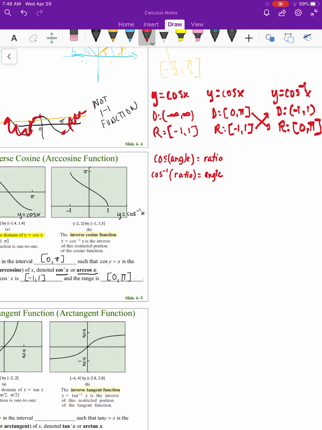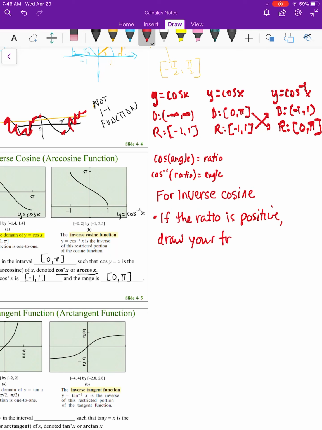And so for inverse cosine, if the ratio is positive, draw your triangle in the first quadrant.